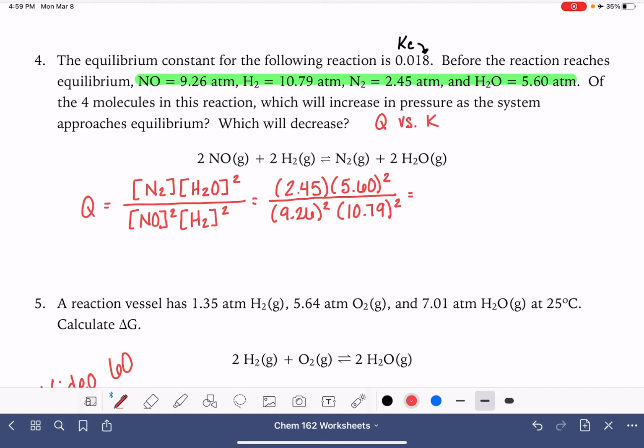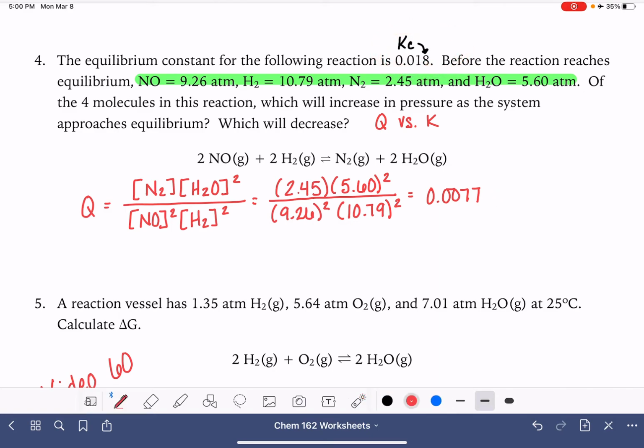The big difference between Q and K is that K is only used when the system is in equilibrium. So right now I'm just doing the math on this. I'm at the 9.26 to the 2 divided by 10.79 to the 2. So this works out to be 0.0076, 0.0077, we'll say. Our value of Q is 0.0077. It's not the same as the value of the equilibrium constant. Notice that those are two different numbers.